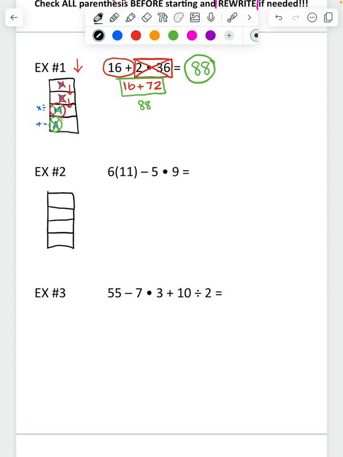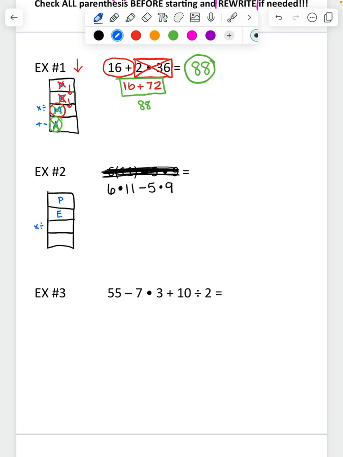So we are going to rewrite this problem. This is 6 times 11 minus 5 times 9. And I'm going to mark that out so that way I don't even have to worry about that parentheses, because it's not really a parentheses, it's multiplication. So now I can write my OOO tower. Remember, parentheses and exponents never changes.